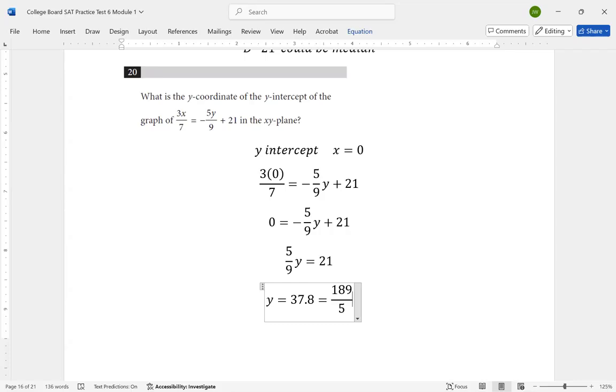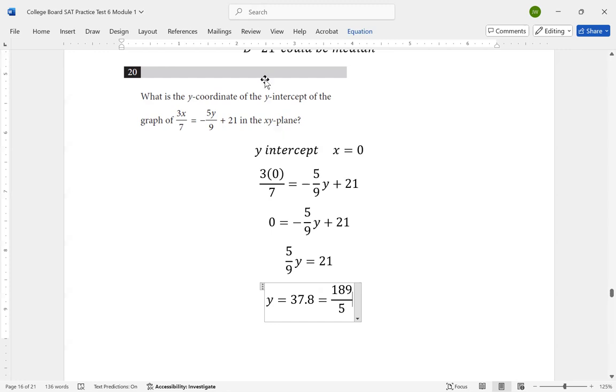The y value of the y-intercept is 37.8 or 189 over 5. Both of those options are fine. That's the y value of the y-intercept of the graph we were looking at.